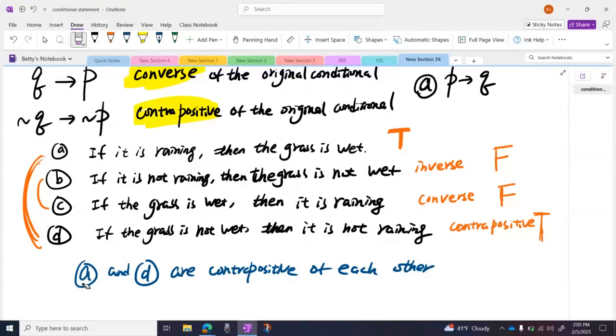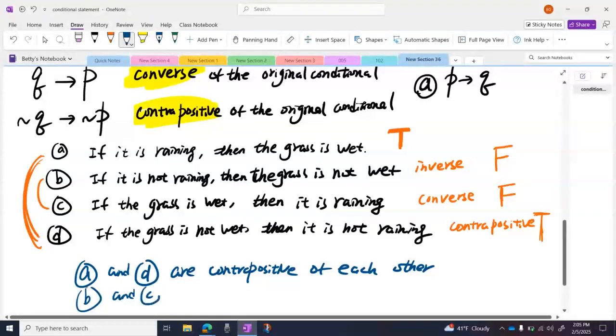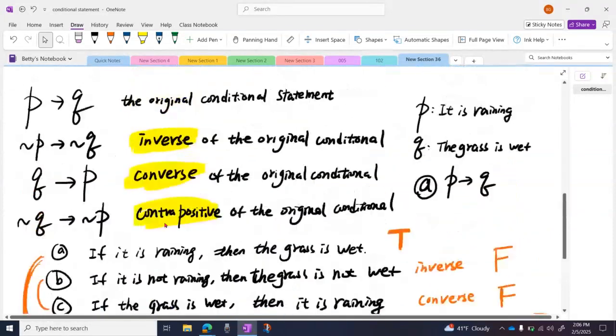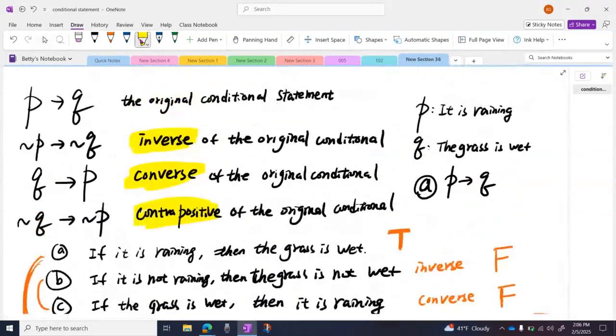And I also want you to look at B and C. In fact, B and C are contrapositive of each other as well, because we can look at these two pieces. This is B, this is C.